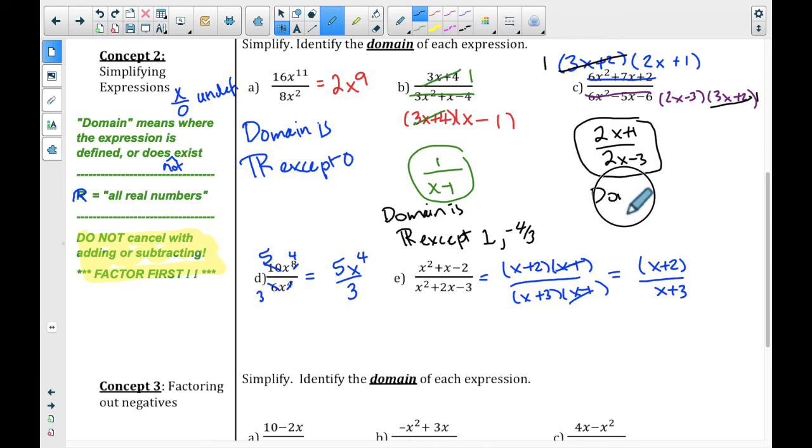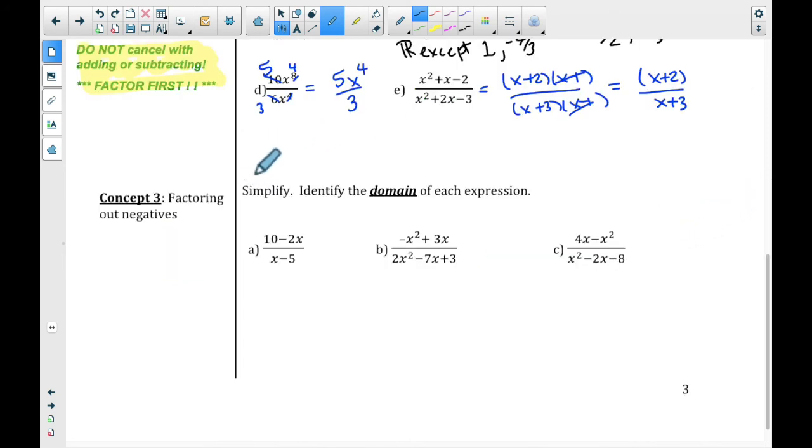On this one, the domain is all real numbers except, well, let's look at the denominator. 3 over 2. Can't be 3 over 2, because if it was, that would be 0, and that would be undefined. Well, what else? What about the one we canceled out before? We need to include that as well. So negative 2/3 is the other one that the domain cannot be. This one, easy. All real numbers except 0. It's just a 0. Okay, this one, all real numbers except negative 3 and positive 1.